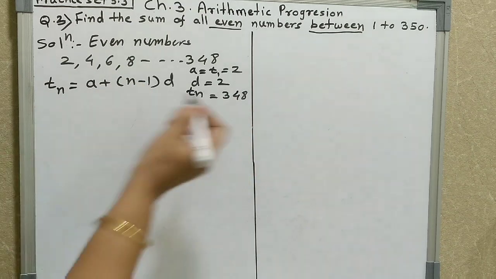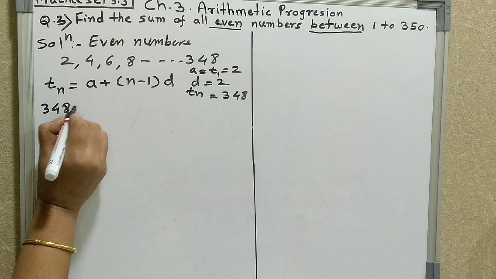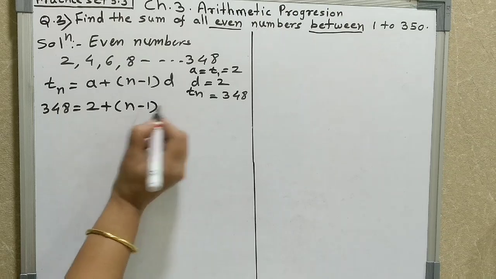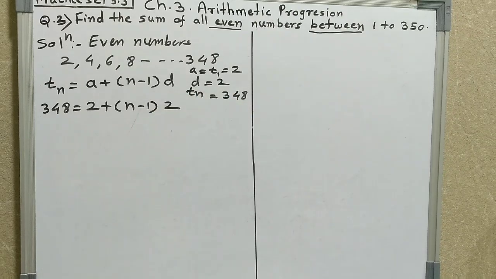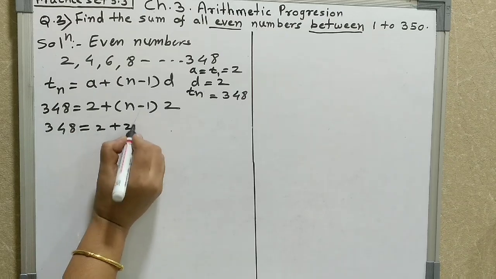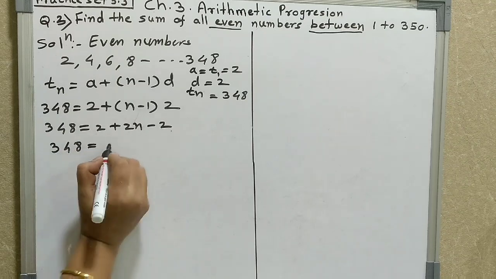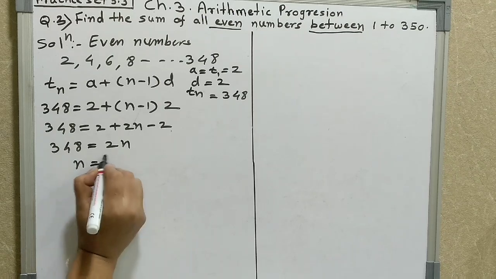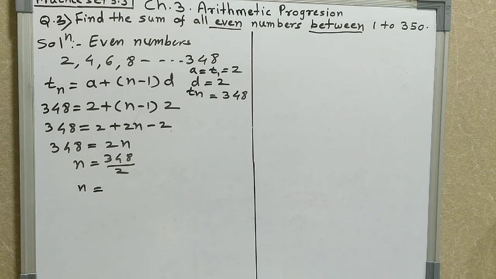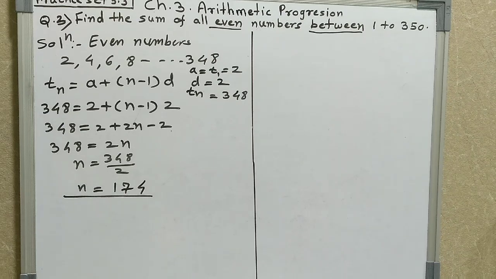Now we substitute the values in this formula. 348 is equal to the first term 2 plus n minus 1 into the difference 2. So 348 is equal to 2 plus 2n minus 2. The 2 cancels, so 348 is equal to 2n. So n is equal to 348 divided by 2, which is 174. So the number of terms is 174.